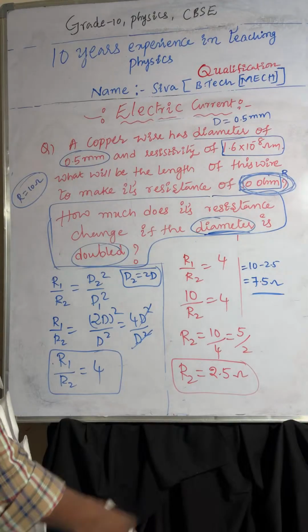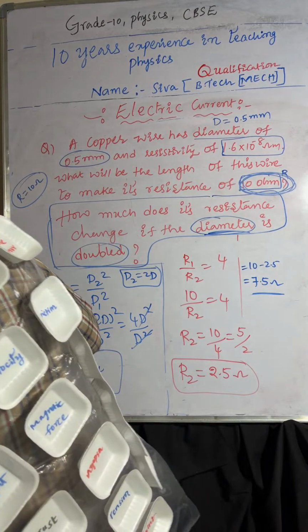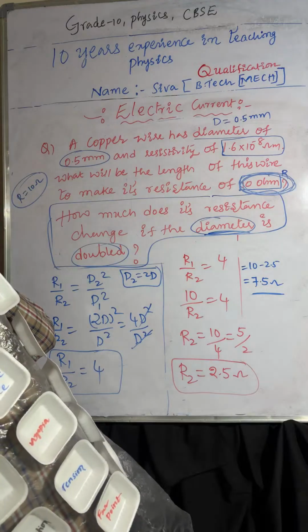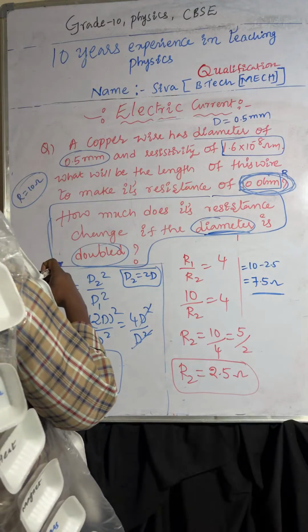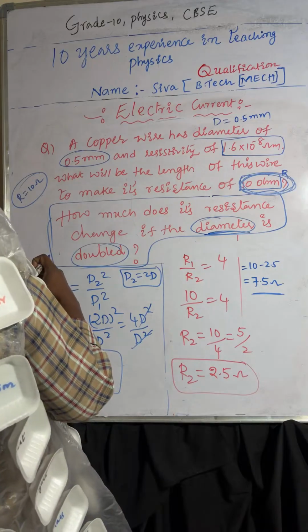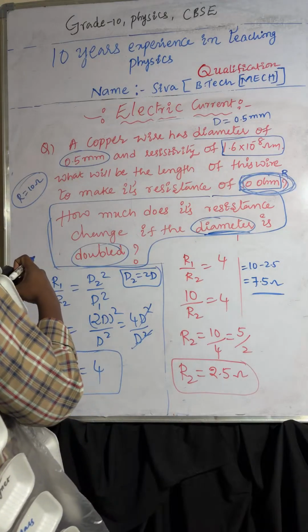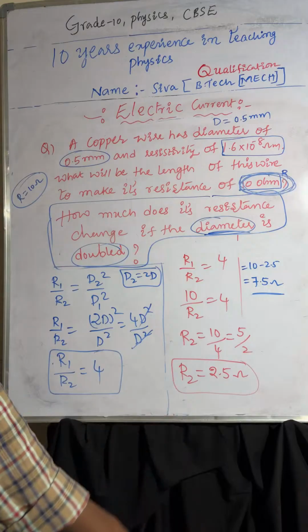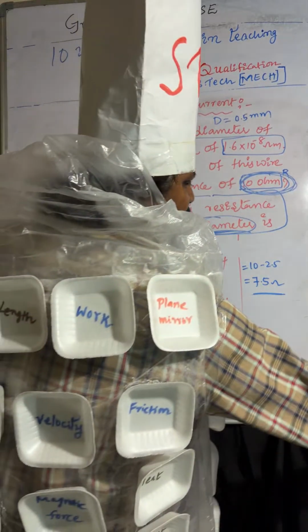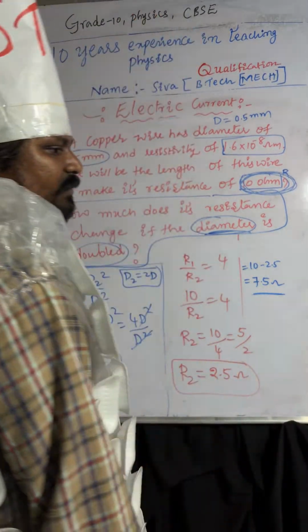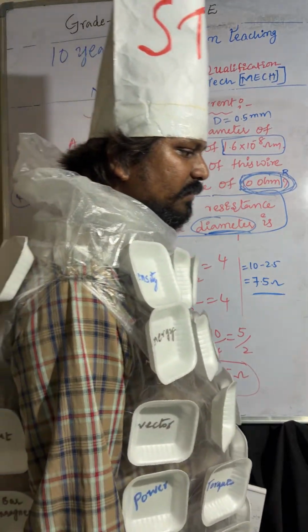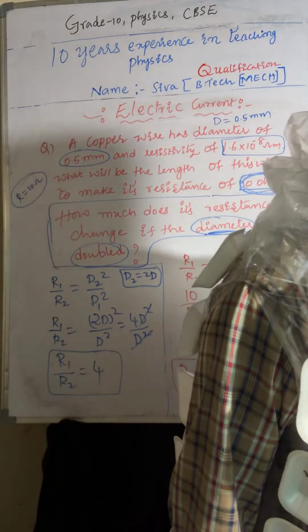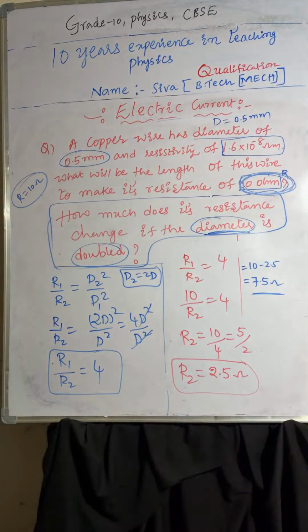So for understanding I wrote, the final answer is 7.5. Change in the sense decrease. How much does its resistance change? Okay, I hope it is very clear. If it is clear, you understand, you got it, then we'll go to the next one.